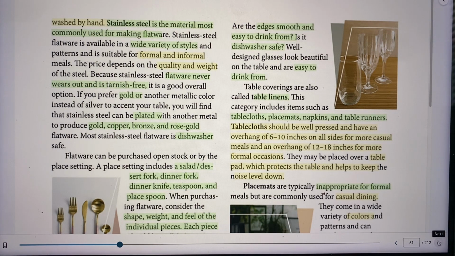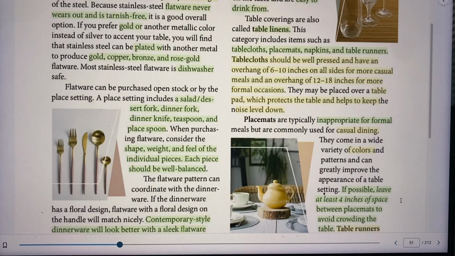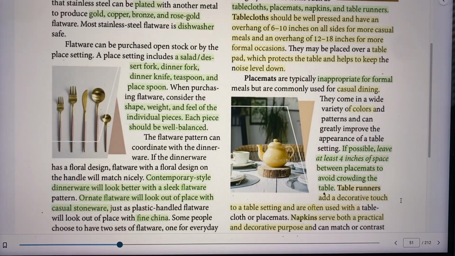You can purchase it open stock, or you can purchase a set that comes in a set of 8 or 12, with the whole set. Here's a set here. And you can just buy them one fork at a time if you want to. It says here, when you're purchasing, look at the shape and the weight and the feel of each piece to see if you like that kind. Here's some long forks and knives, bigger spoons, rounder spoons. Do you like that? I wouldn't really be wild about that type of silverware.